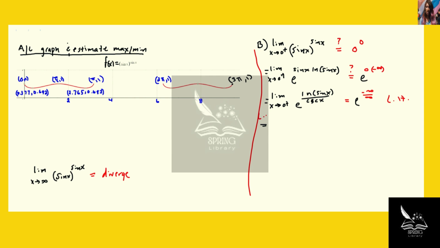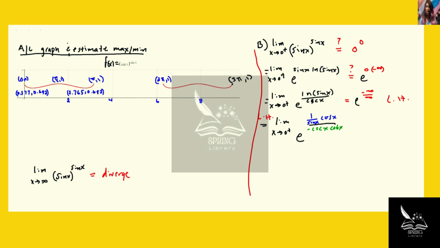So this here is going to be equal, by L'Hopital's, to the limit as x approaches 0 from the right of e to the... So the derivative of natural log sine of x is going to be 1 over sine of x times the derivative of our inside, which is sine of x, so cosine x. And then this is going to be all over... Let me go ahead and scoot my e down a little bit. And the derivative of cosecant is going to be negative cosecant cotangent.